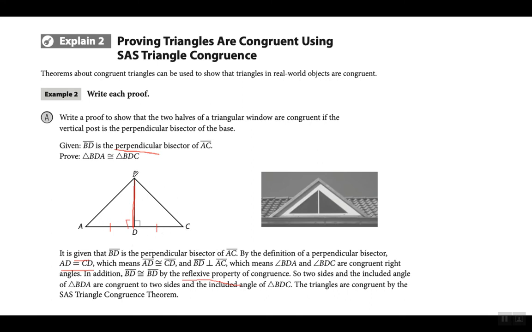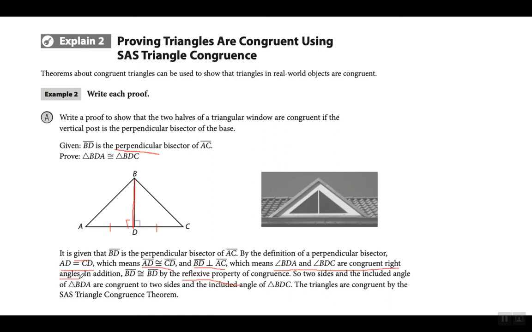Porque esto es el bisector perpendicular, AD tiene que ser igual a CD. Which means that AD is congruent to CD. Okay? And if BD is perpendicular to AC, if you look at the picture, it makes sense. If BD is perpendicular to AC, that means that angle BDA and BDC have to be congruent right angles.